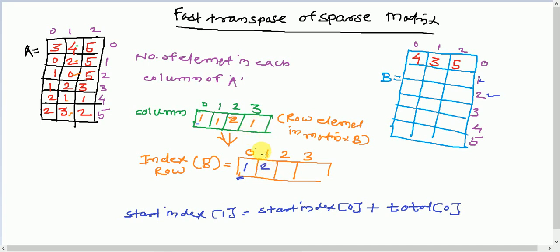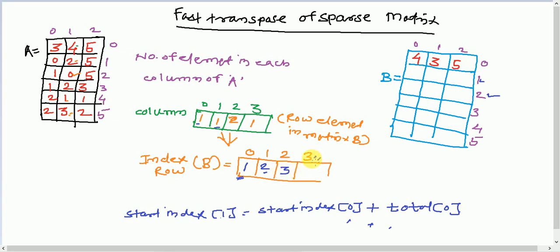Next, what is the start index for row number 2? That will be the start index of row number 1 plus the total number of elements in row number 1. So the start index of row number 1 is 2. The total number of elements in row number 1, which is column in A, is 1. So 2 plus 1 is 3. So the start index of row 2 is 3.